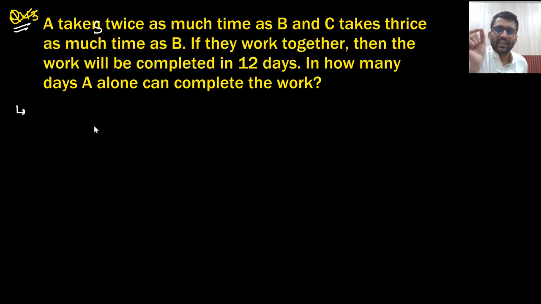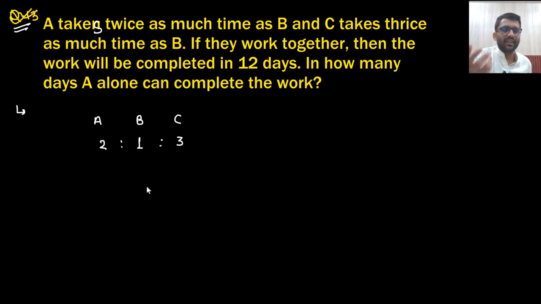A takes twice as much time as B, and C takes thrice as much time as B. So if B is taking 1 day, that means A will take 2 days and C will take 3 days. Do you agree to this point? So these are the number of days taken.